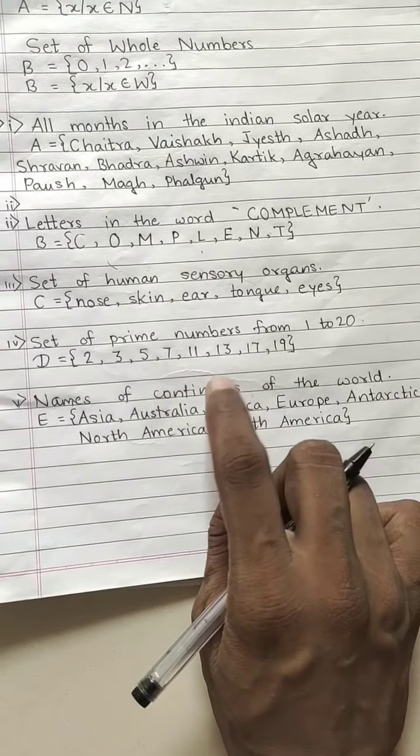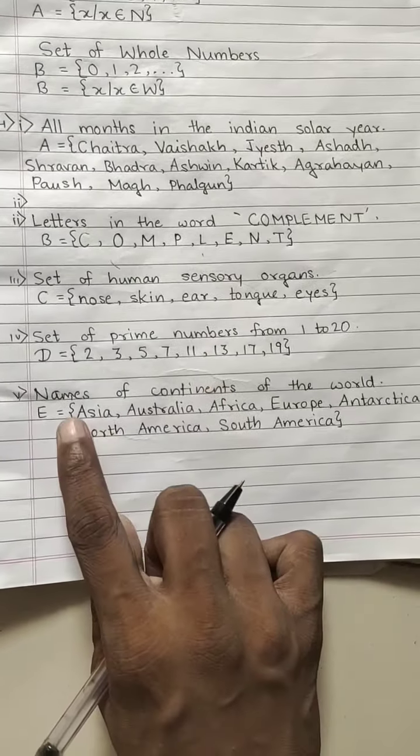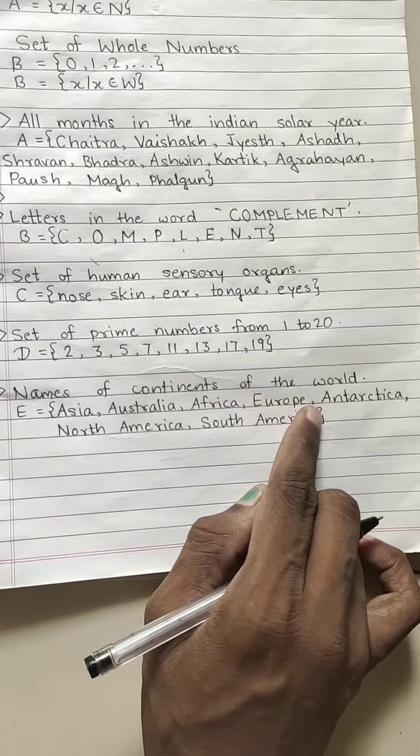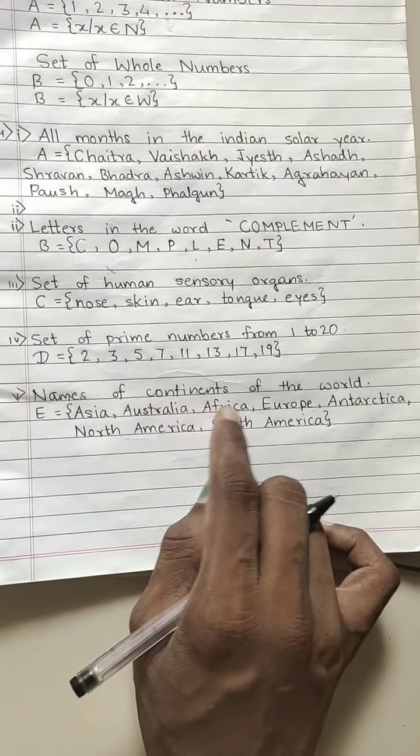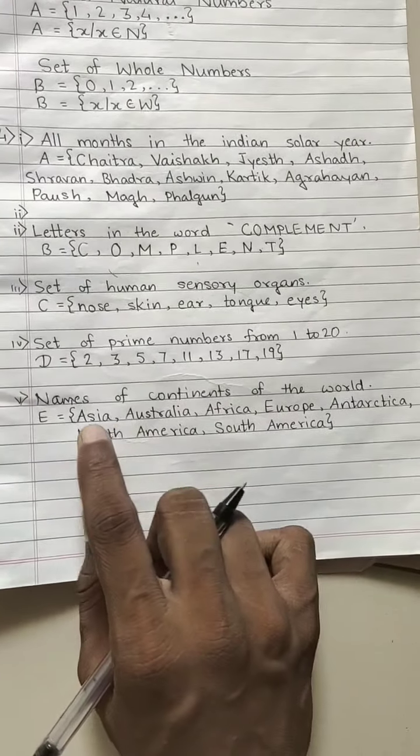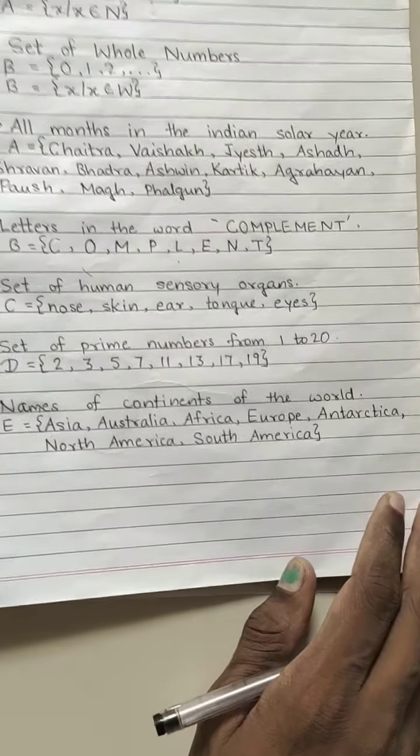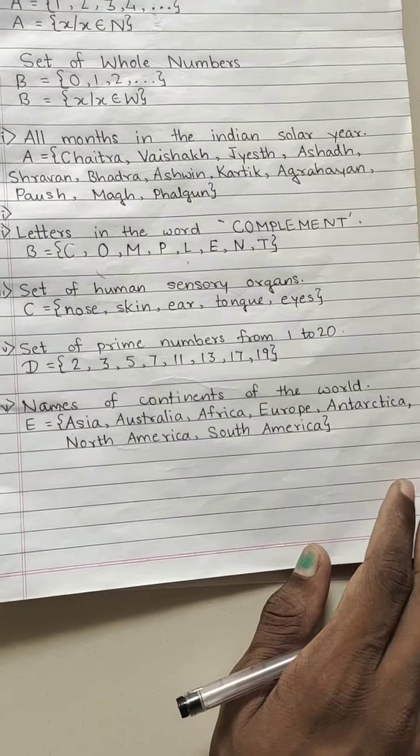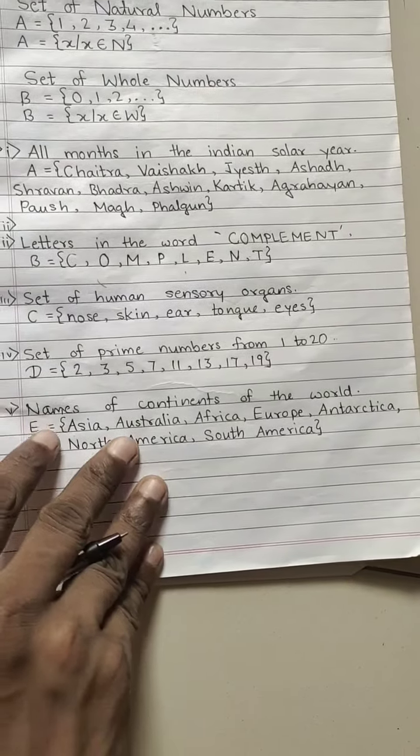Whatever is not in the set, that means they are not prime. Okay, now fifth one, name of continents of the world. You know there are 7 continents in the world, and I have written all the names of the continents. You can see Asia, Australia, Africa, Europe, Antarctica, North America and South America. So these 7 are known as 7 continents of the world.